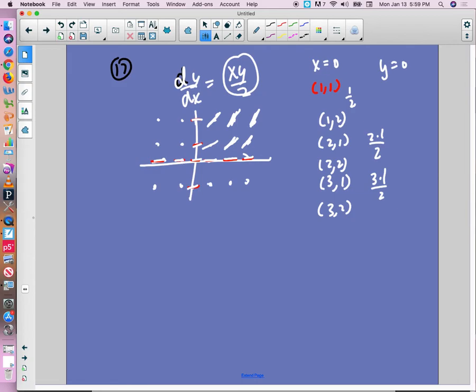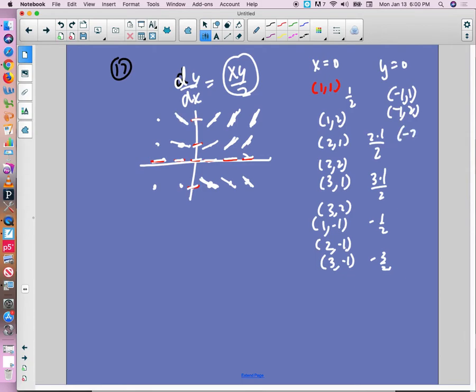Okay. At 1, negative 1, my slope is negative 1/2, so kind of a little towards 0. At 2, negative 1, my slope is negative 1. And at 3, negative 1, my slope is negative 3/2. Back here at negative 1, 1, look at your point, don't make a mistake, it's negative 1/2. At negative 1, 2, my slope is negative 1.